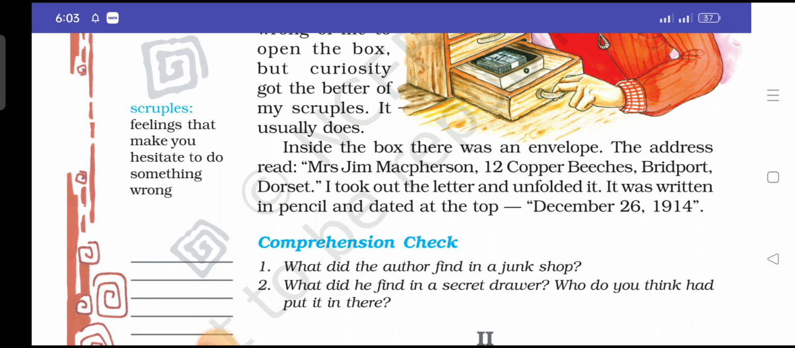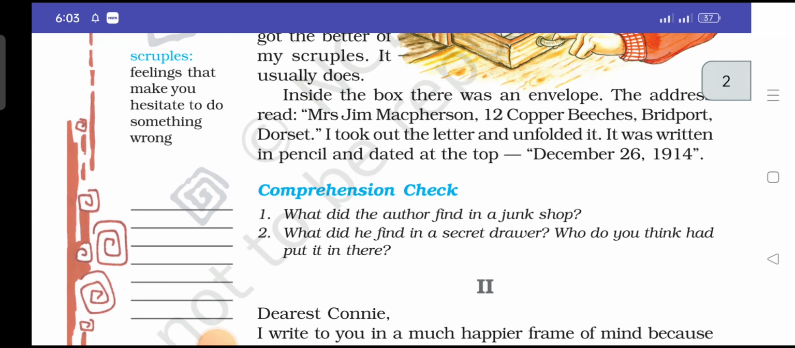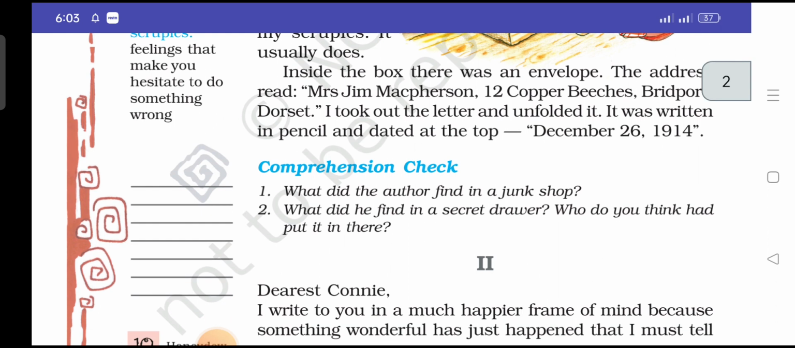And now see what happened. 25 December 1914, there was something in the war. And December 26, 1914, Jim has delivered that letter, and it is dated at the top, 26th December, which means that particular letter was written one day after Christmas is celebrated.